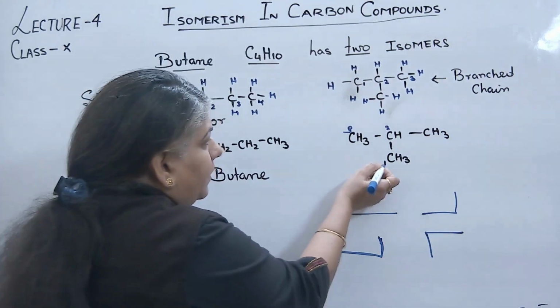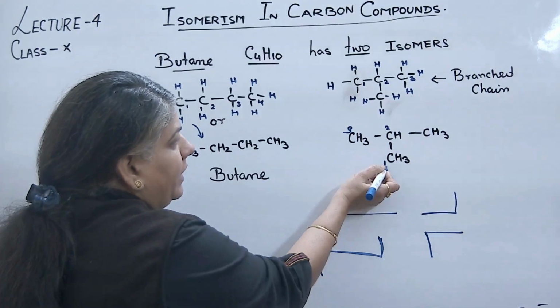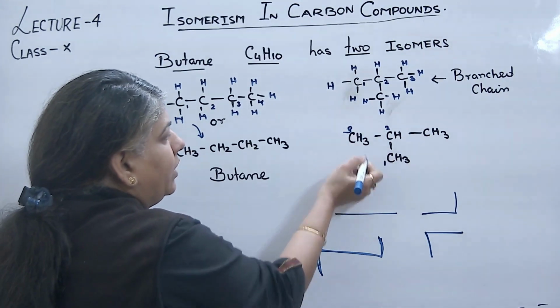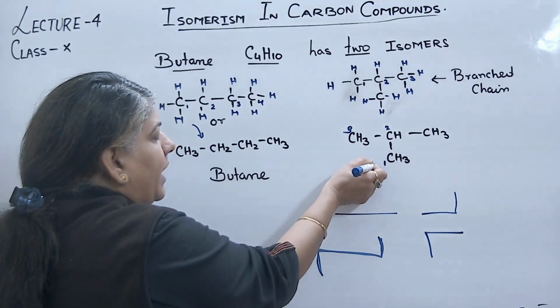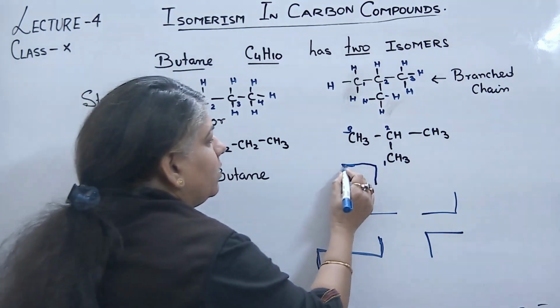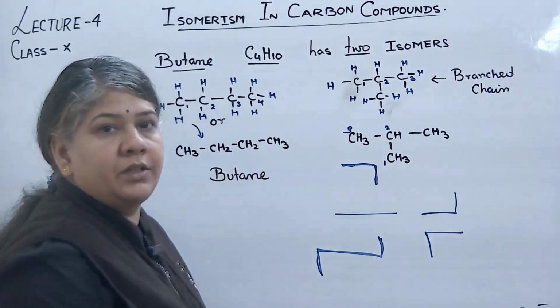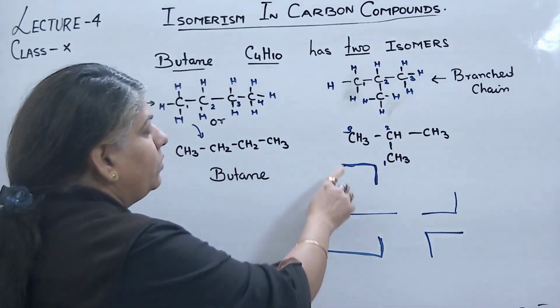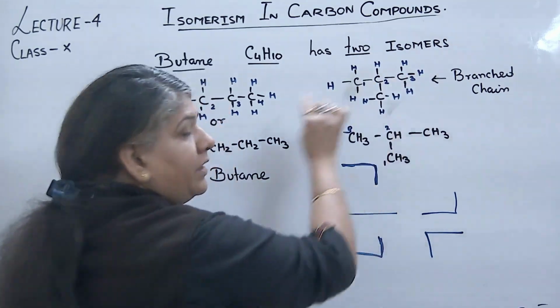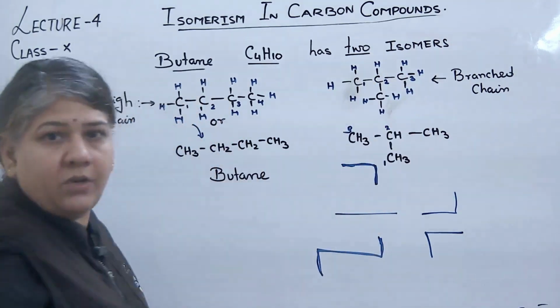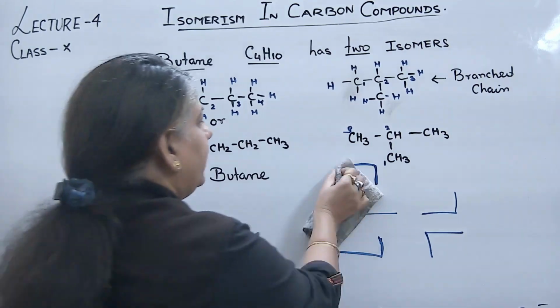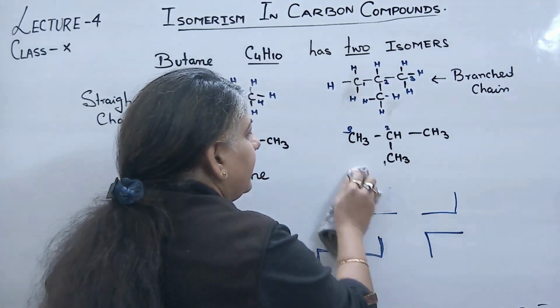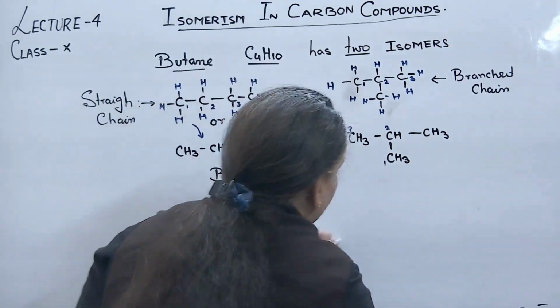So if you are selecting carbon number 1 here, then see 1, 2, 3. What form are you getting? Something like this. So this is also a continuous chain. So don't get confused that you have to only select in just a straight line. No, it's not like that. This is a very troublesome thing that children face.